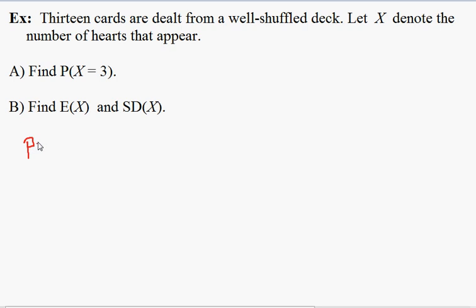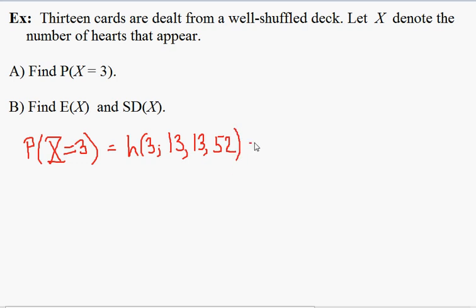The probability that X is equal to 3. Following the notation that was used in class, and that you also find in the book, this is going to be h of 3, where I have the following parameters. I have 13 draws. There are 13 hearts in the deck out of a total population of 52. Personally, I find that a little cumbersome to remember, and the way that I prefer to remember this is simply writing down the combinatorics, or the binomial coefficients.